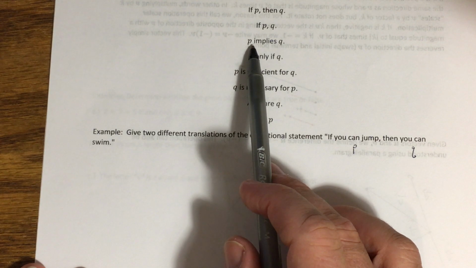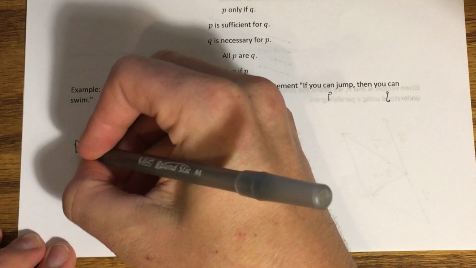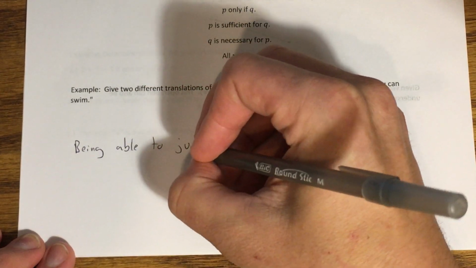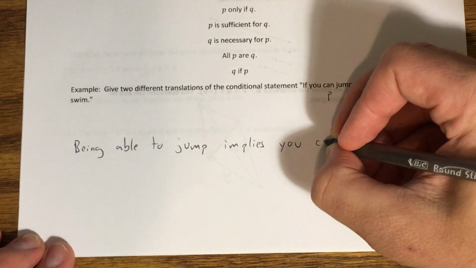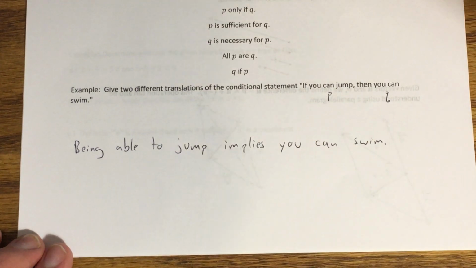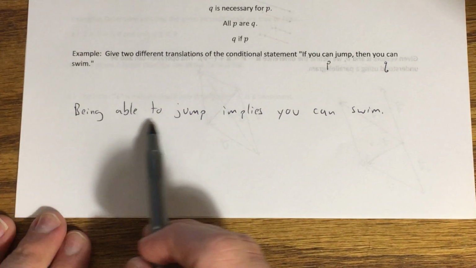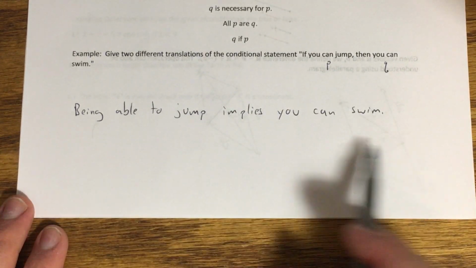So for example, if I wanted to do the implies, I do have to change grammatically how I write this a little bit. So instead of saying you can jump, I might say something like, being able to jump implies you can swim. And we've seen this before, but it's just worth mentioning again. If you're going to use a different form of the conditional to make things work out in English, which has a lot of weird rules, you do have to sometimes change the wording of your component statements without losing the meaning of them. So here's one example that we could do.